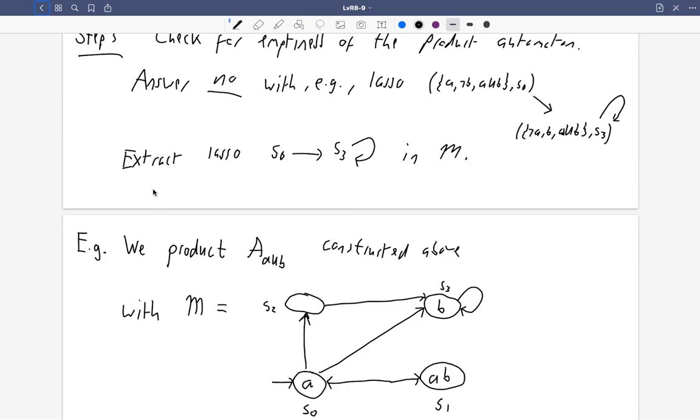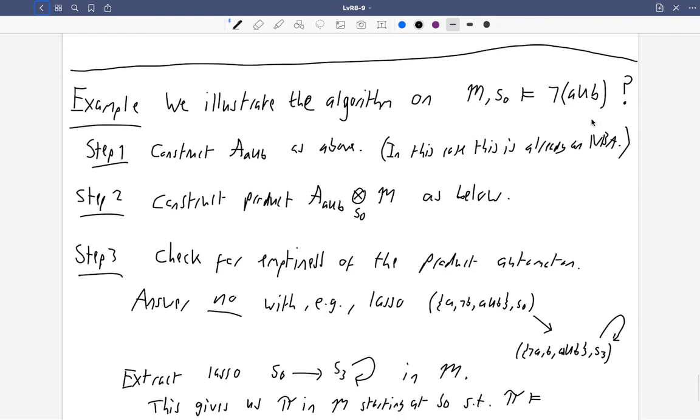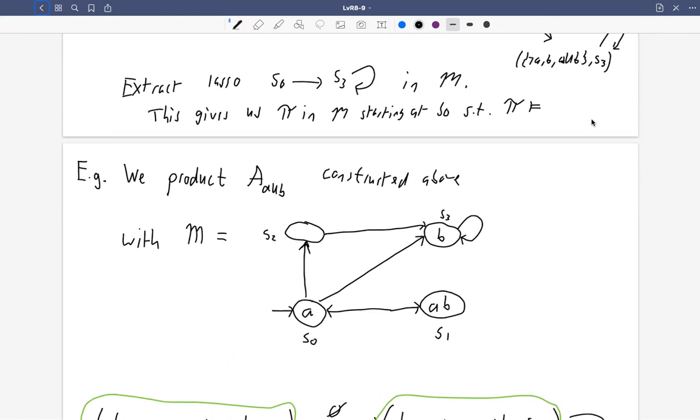And this gives us a counterexample. That's a path pi in M, starting at S0, such that this shows that the property we were checking, not A until B, fails. So it's a counterexample path that shows us that the property we're checking fails.